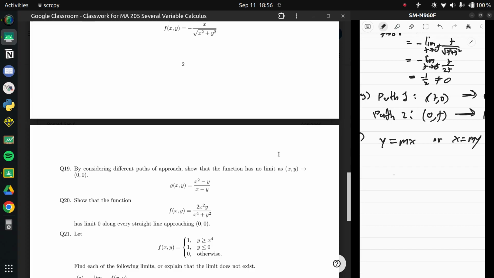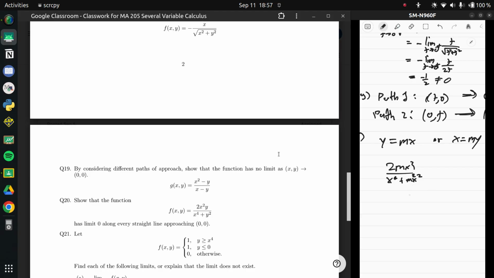So consider y equal to mx. What do you get? You say 2x squared, and then mx is mx cubed upon x power 4 plus mx square, which is... hey, something is really messed up about this. It should be square anyway.